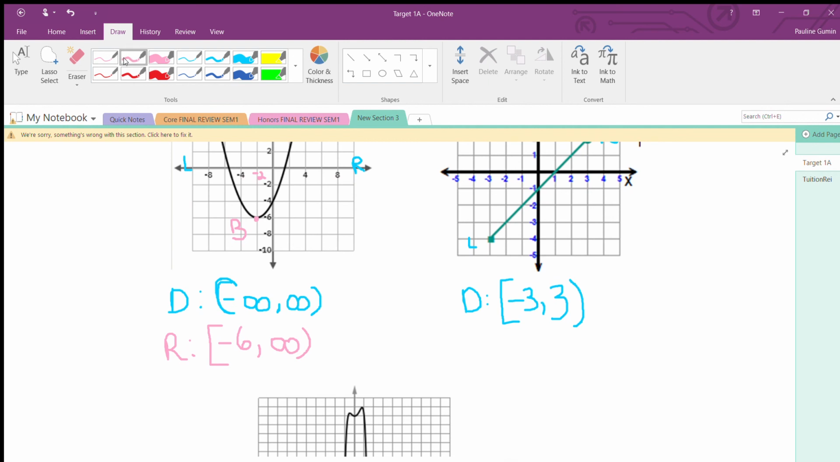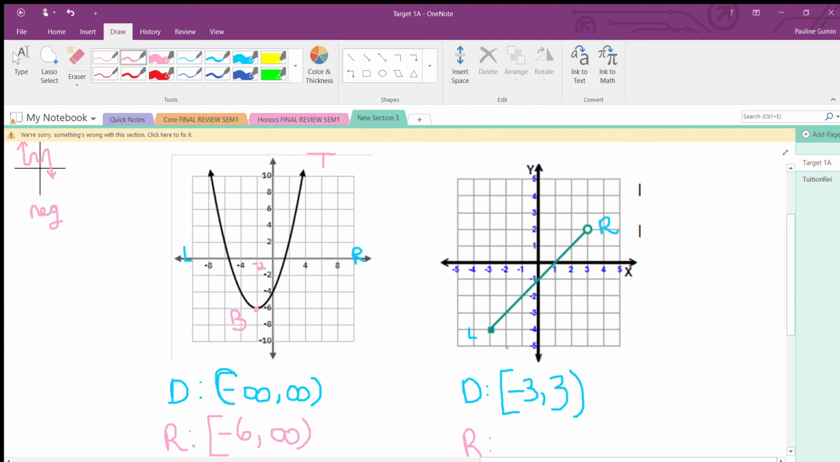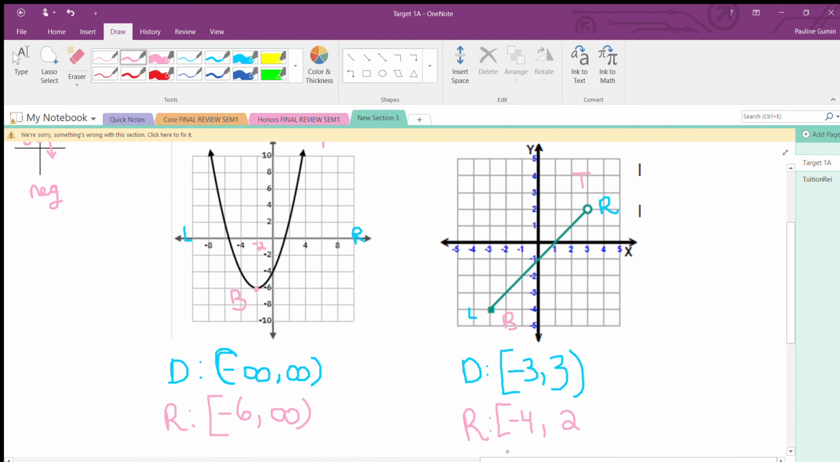Let's do our range. Okay, range. We're going from the bottom to the top. So bottom, top. Okay, so the smallest y I see there is -4. The largest y is +2. -4 has a closed point, so it's a bracket. The 2 has an open circle, so it gets a parenthesis.